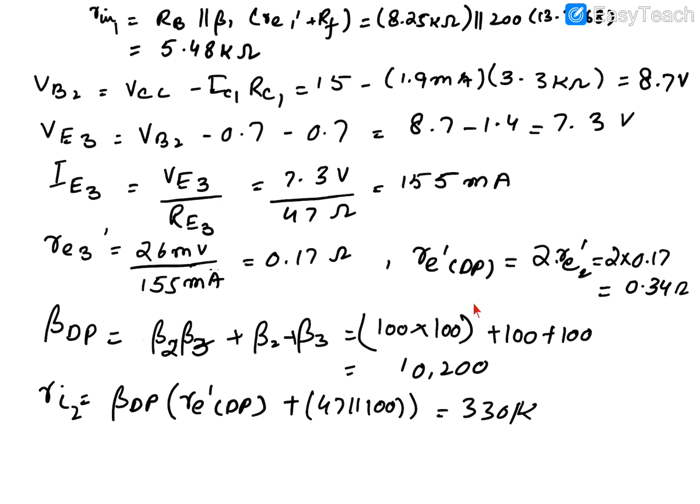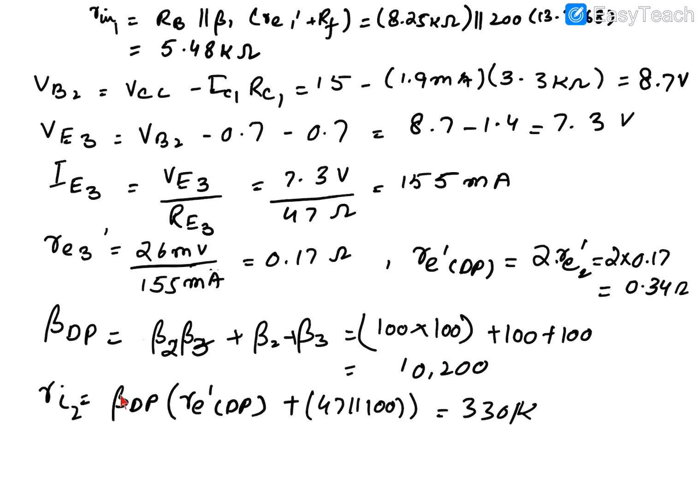So the emitter resistance of the Darlington pair is 2 times RE2, which is RE3 in this case, and 2 times 0.17 is 0.34 ohms. Now the beta of the Darlington pair is equal to the multiplication of the betas of both transistors, which are Q2 and Q3 in this case, plus the addition of beta of Q2 and Q3, and now it is equal to 10,000 plus 200, 10,200.